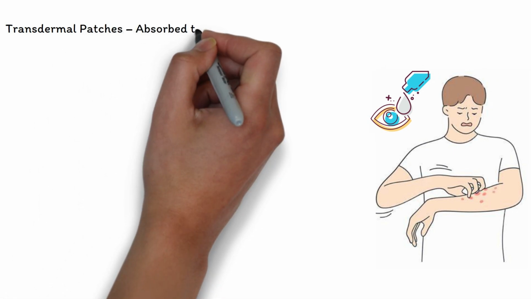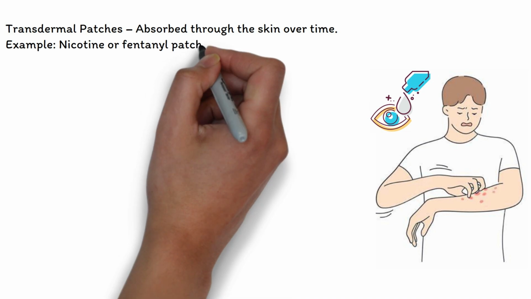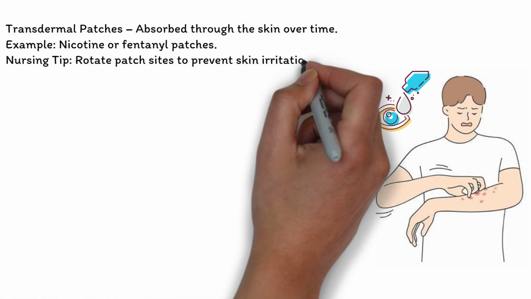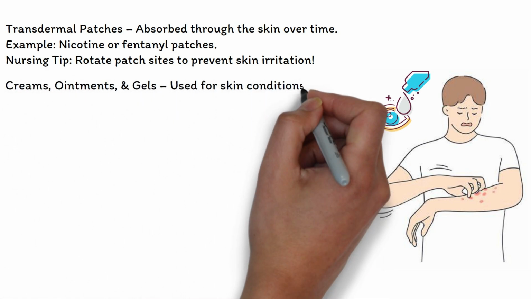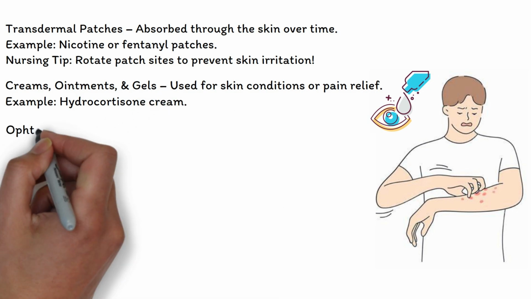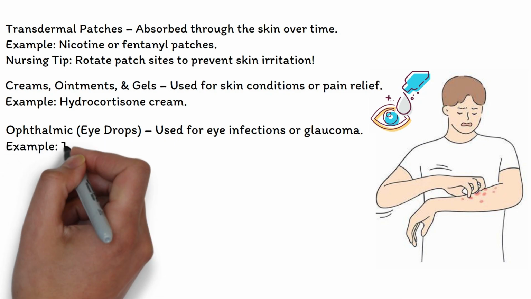Transdermal patches, absorbed through the skin over time. Example, nicotine or fentanyl patches. Nursing tip, rotate patch sites to prevent skin irritation. Creams, ointments, and gels used for skin conditions or pain relief. Example, hydrocortisone cream. Ophthalmic eye drops, used for eye infections or glaucoma.